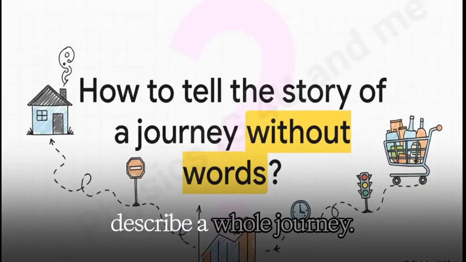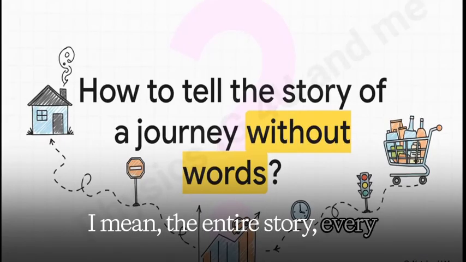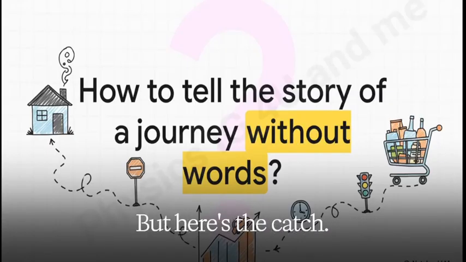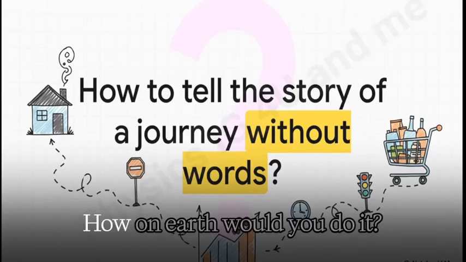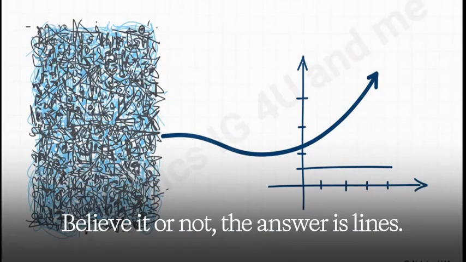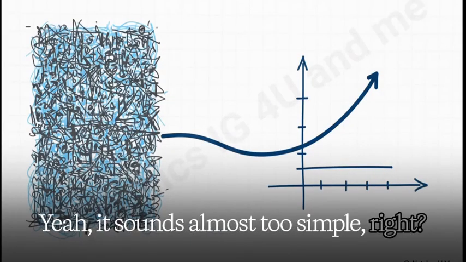Imagine you had to describe a whole journey. I mean the entire story. Every single stop, start, and turn. But here's the catch, you can't use a single word. How on earth would you do it? Believe it or not, the answer is lines. Yeah, it sounds almost too simple, right?